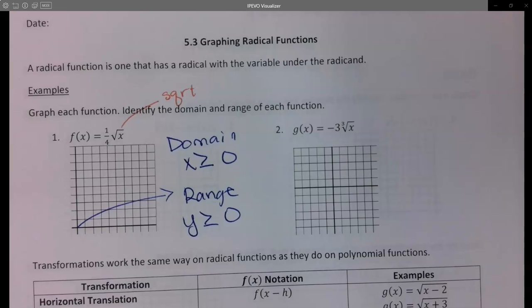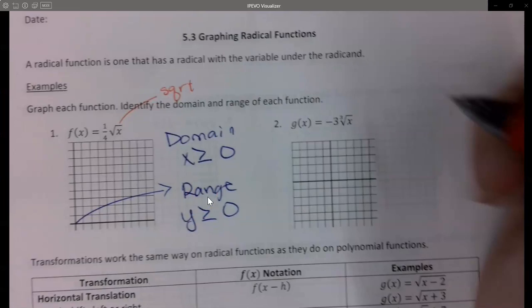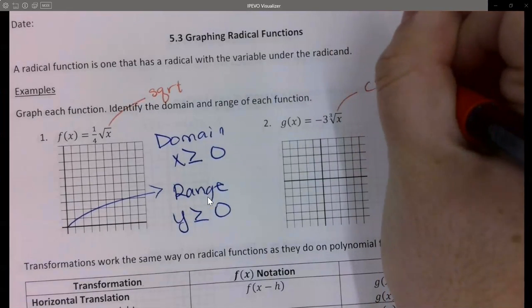Then I want to go ahead and do the same thing for number 2. So I want to go ahead and type this one into Desmos. When I do this one, to get this symbol, I'm going to type CBRT.